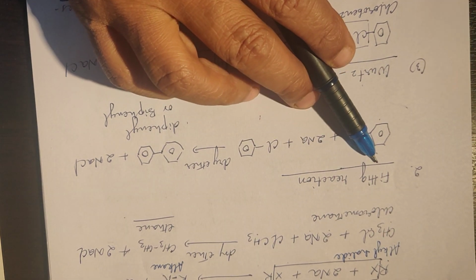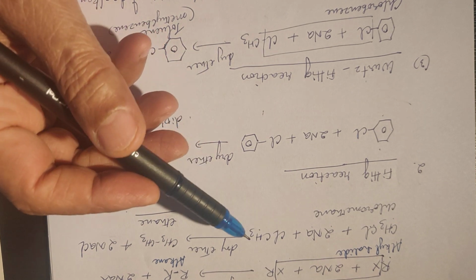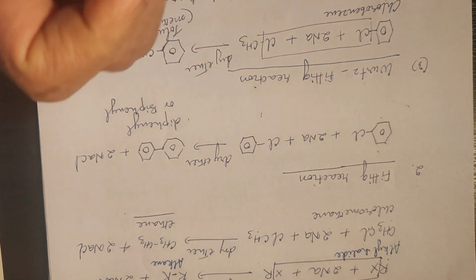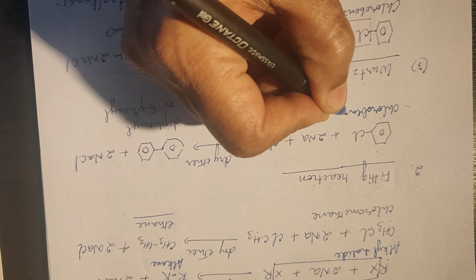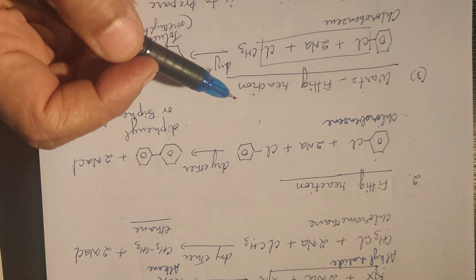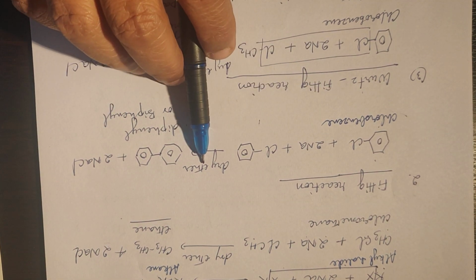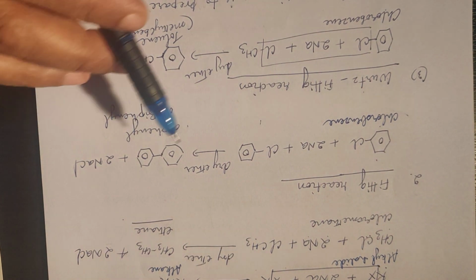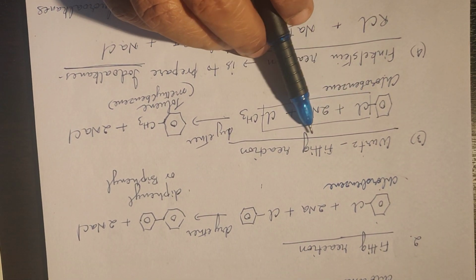Then what is Fittig reaction? Fittig reaction is just same as this. The only difference is here we use alkyl halide, here we are using aryl halide. So this is chlorobenzene, which is an aryl halide. Now chlorobenzene, two molecules, they react with sodium in the presence of dry ether to give you diphenyl or biphenyl. That is Fittig reaction.